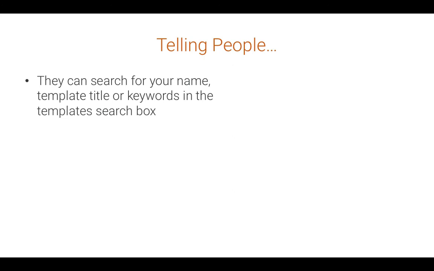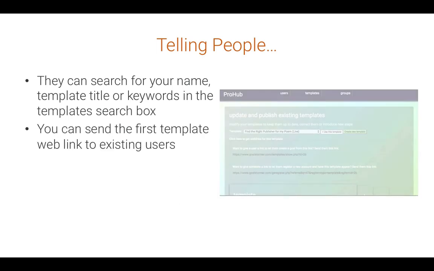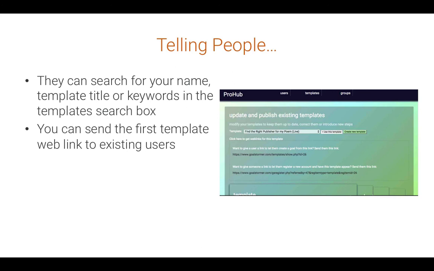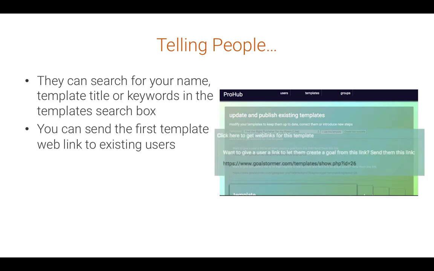Once you've created your template, it's time to tell people that it exists and help them to find it and use it. The first thing they can do is go to the search box on the Tools tab, pick templates, and then search for the template title that you tell them, or they could search for your username, or just do a keyword search which will match some of the words you put in the profile. Or of course, you can send them the first template web link once you've published the template to live, remember, so that's this link here.